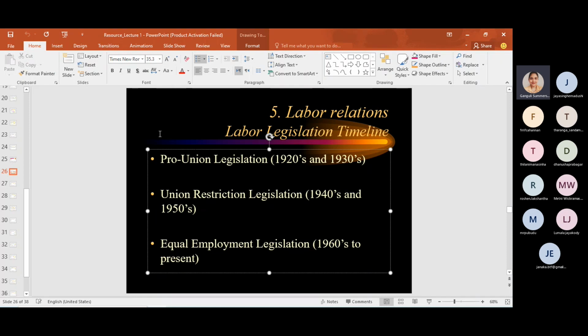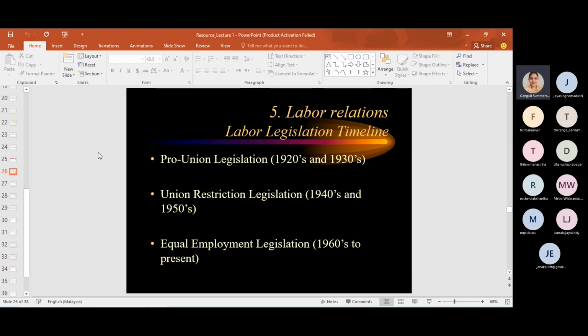There are three types of labor legislation. Pro-union legislation means the laws made in the 1920s and 1930s. Union restriction legislation are the laws made in the 1940s and 1950s. Equal employment legislation are the laws made from the 1960s up until now. These are the three main types of labor legislation.